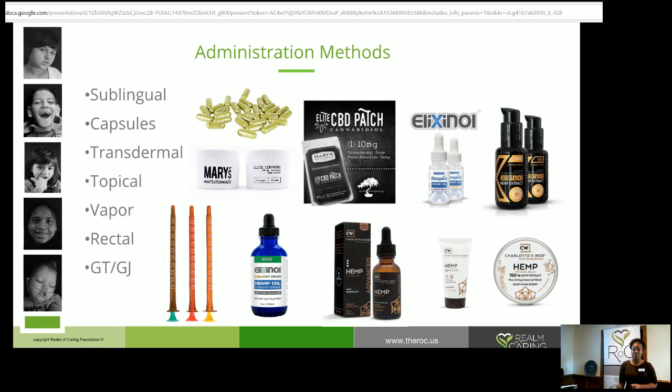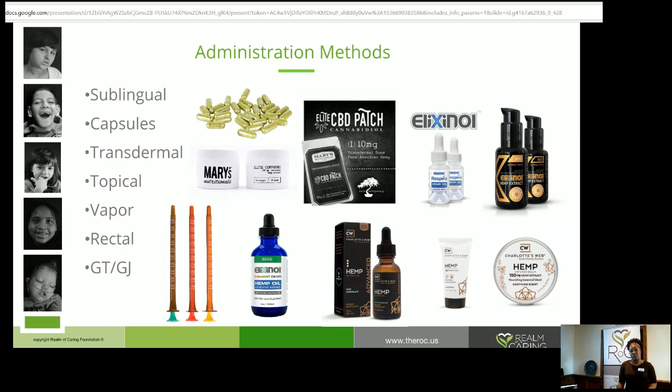Another administration method is capsules. Capsules are actually my preferred method of administration because sometimes I don't have time to dose using a syringe and measuring everything. I can just take a capsule and know exactly how much I take and move on with my day. Really, the biggest difference between sublingual dosing and capsule dosing is how the CBD gets into the body.